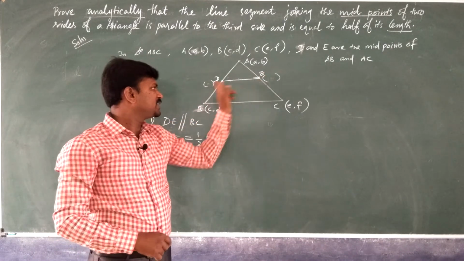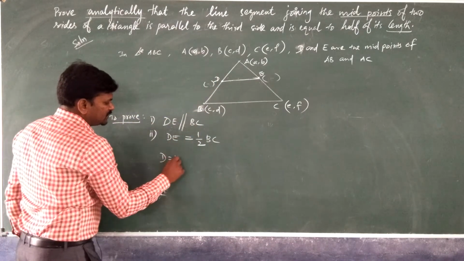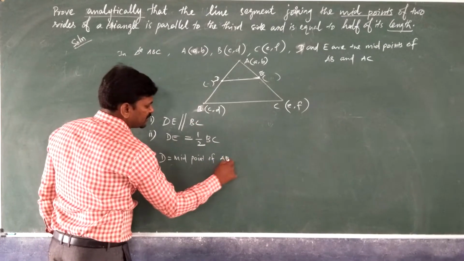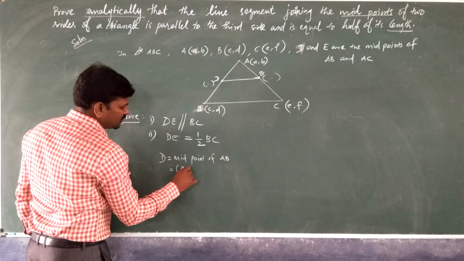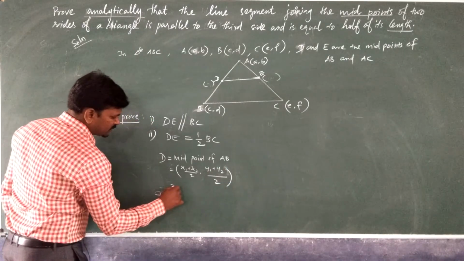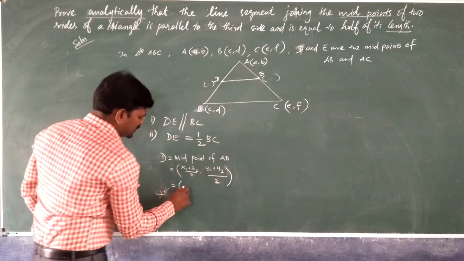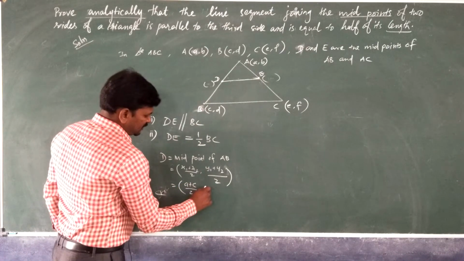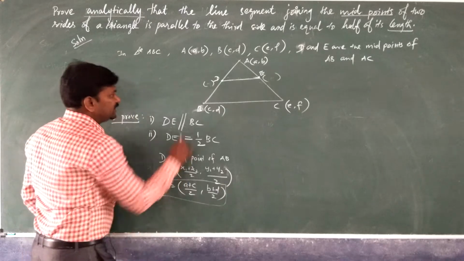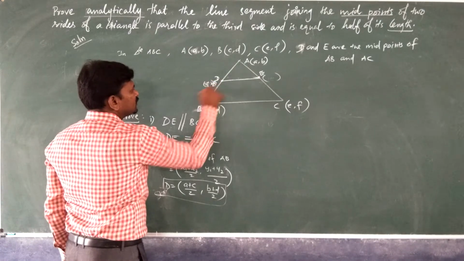And also, if we know the coordinates only, we can find the distance. So we have to find these coordinates. D is equal to the midpoint of AB, so (x1 plus x2 by 2, y1 plus y2 by 2). So these two: a plus c by 2 and b plus d by 2. This is the coordinates of D: (a plus c by 2, b plus d by 2).